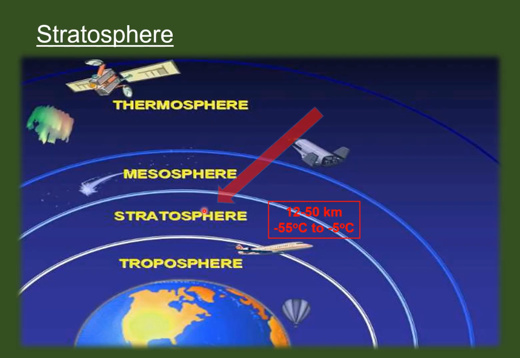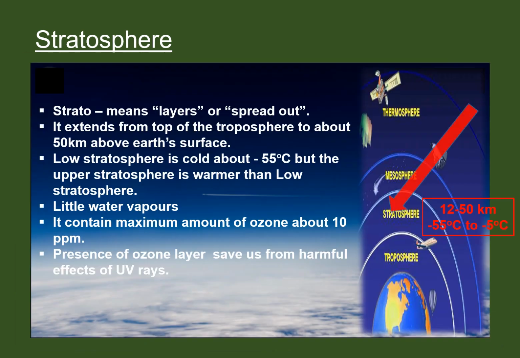Stratosphere. The second layer as we move upward from the Earth's surface is called stratosphere. The stratosphere extends from top of the troposphere to about 50 km above Earth's surface. Strato means layer or spread out. This layer extends from the top of the troposphere to about 50 km above the Earth's surface.